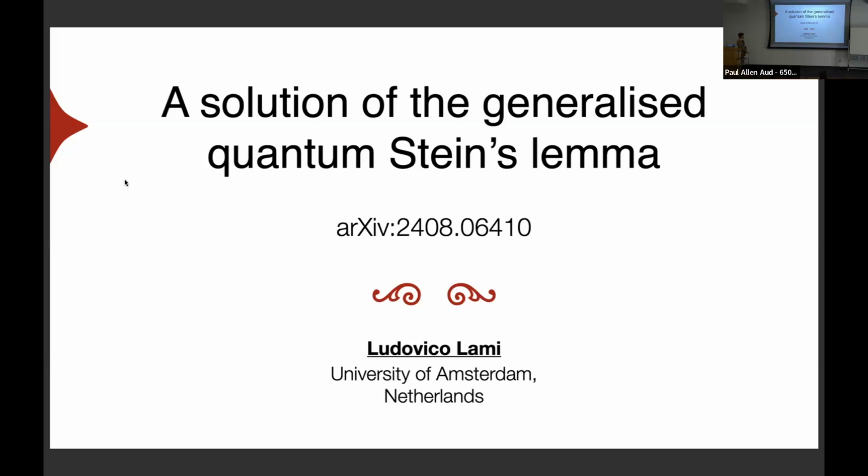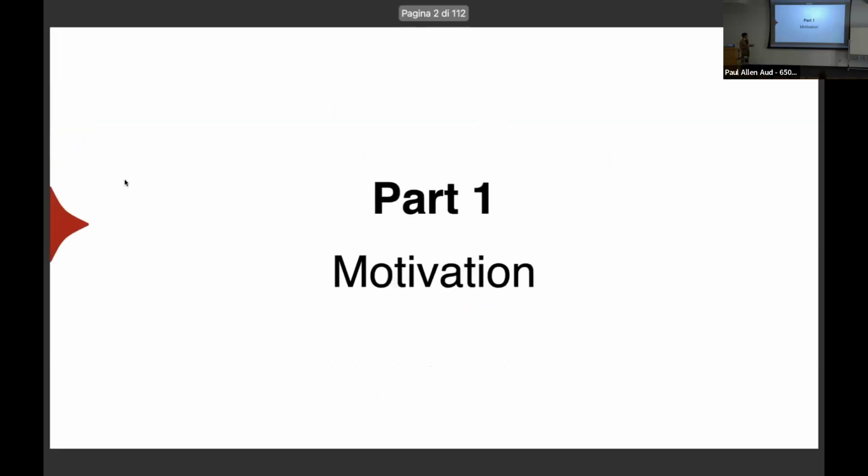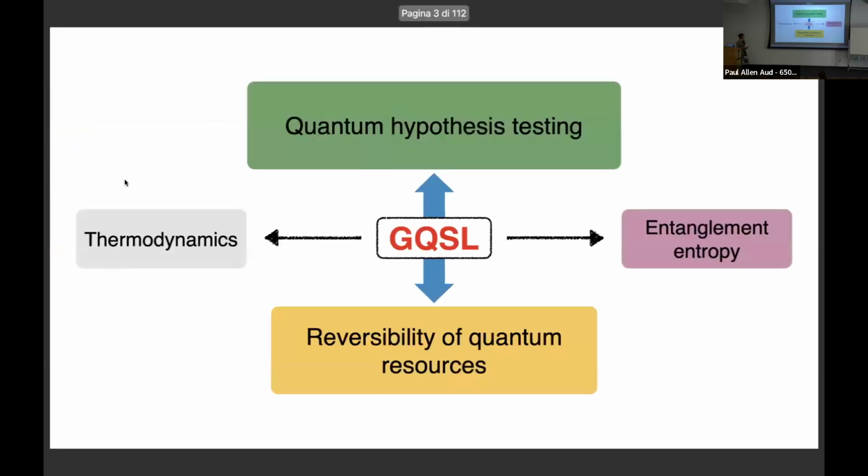Okay, so right, I want to talk about this generalized quantum Stein's lemma and its solution. There's been a fairly recent development in quantum Shannon theory. But the first thing I want to do is try to motivate this problem to you, why it's important and why its solution is kind of nice, a culmination of a long series of efforts.